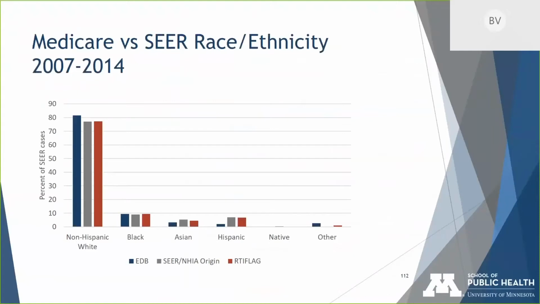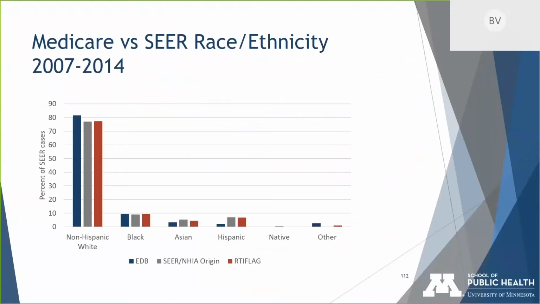For Medicare versus SEER, the blue bar is from the Medicare race variable, the EDB variable. The gray bar is SEER race combined with the NHIA origin variable. So I took two variables and used that to define the race categories and make them similar to what Medicare had reported. And then we look at what the RTI flag looks like. I want to note, I'm limiting this to 2007 to 2014 because the RTI flag is available as part of the Part D denominator, and it starts in 2007.